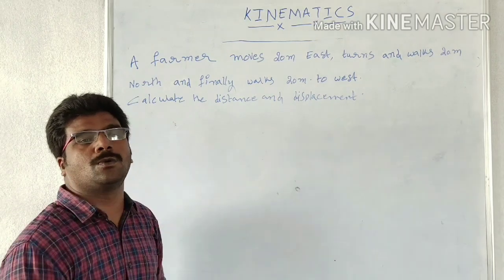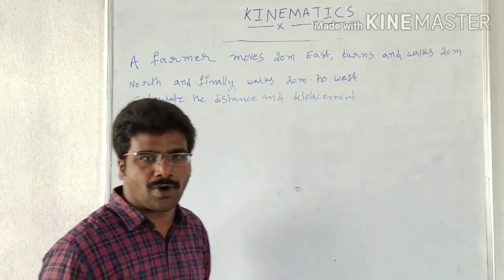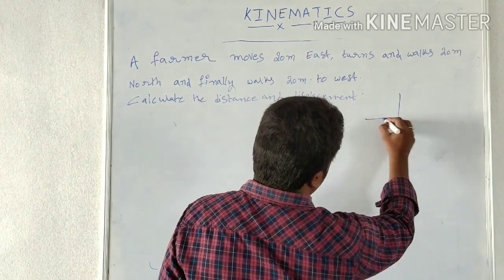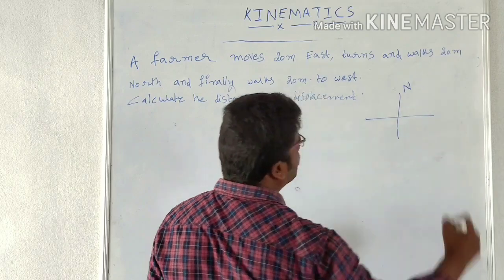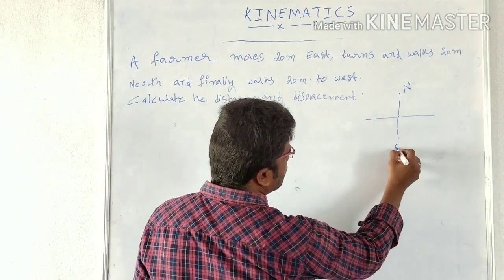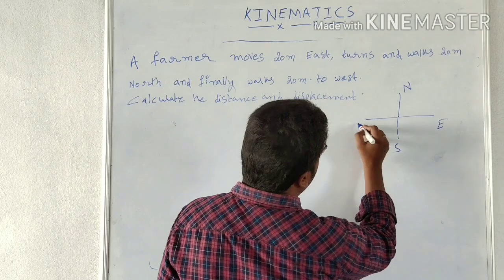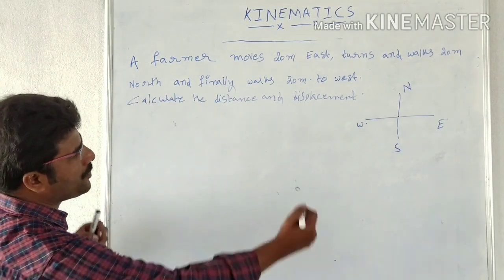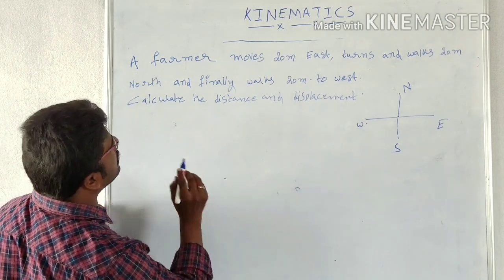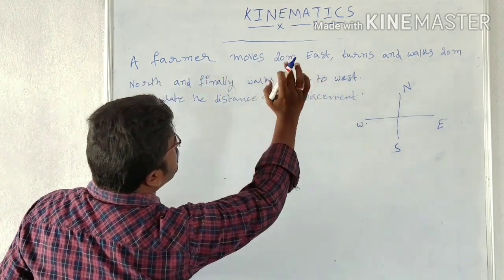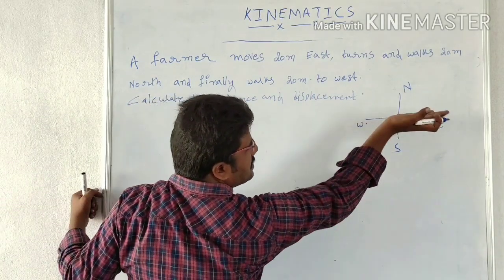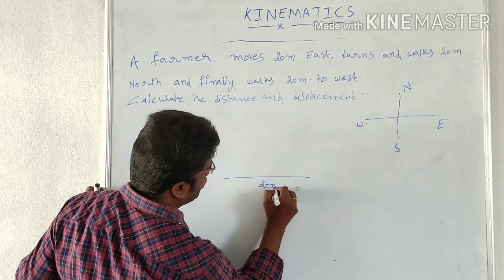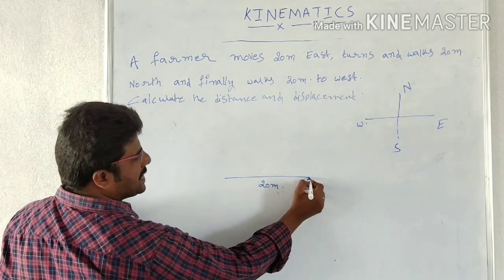So in order to do this type of problems, first we want to know the directions. So first take down the directions. That is north, this is center, this is south, east and west. So first take down the directions like that. Now we want to start from the center. This is the center. A farmer moves 20 meters towards east. So east is like this. So he moves 20 meters like this. Now the farmer is here.